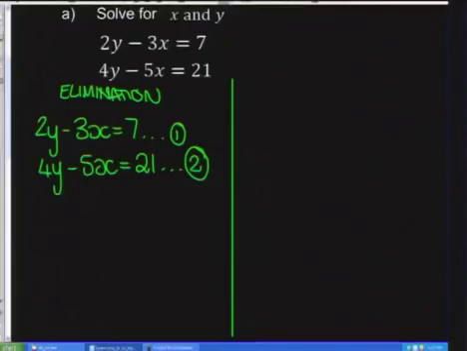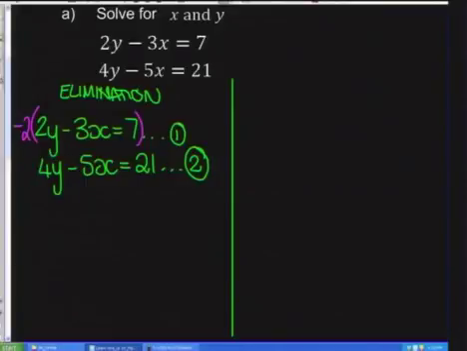Okay, let's look at our variables. I've got a 2y and I've got a 4y. Now, in order for them to cancel, one of them would have to be a positive 4y, and the other would have to be a negative 4y. Okay, so therefore, what would I have to multiply this 2y by to get it to be negative 4y? I'd have to multiply it by a negative 2.